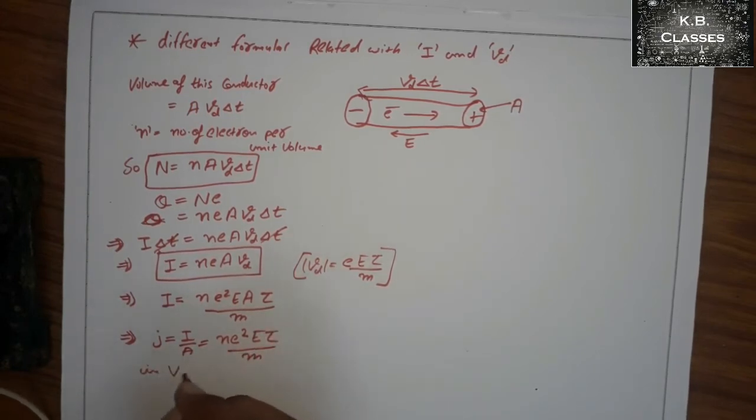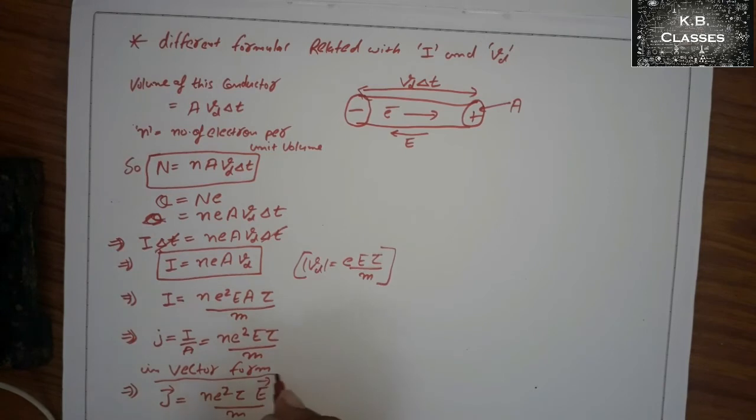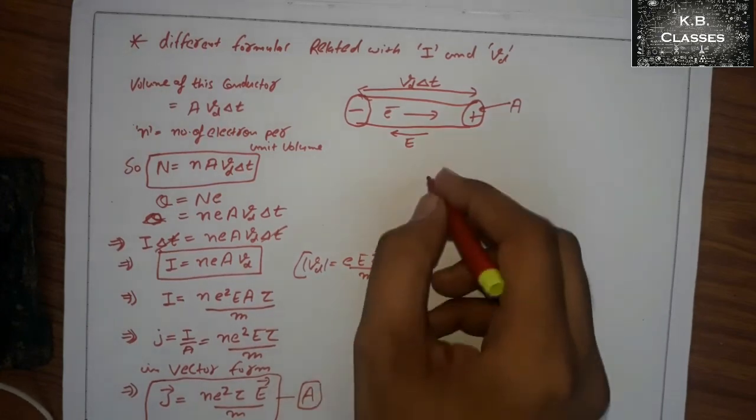In vector form, we can write the above formula in vector form. We get J equal to n e square tau E in vector form upon m. So we get a formula in vector form, we denote it by A.